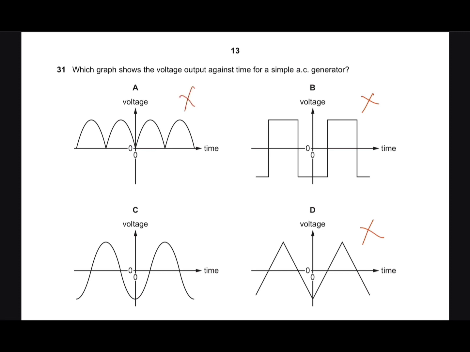This kind of voltage, where it's only positive, is also not possible for a simple AC generator. So for a simple AC generator, we will have a sinusoidal wave.